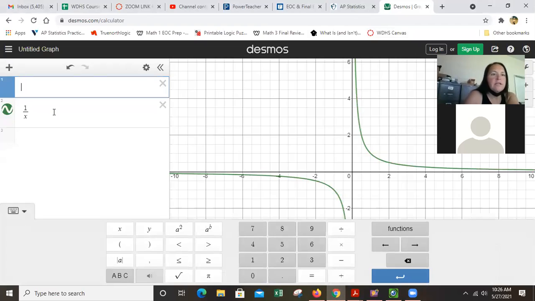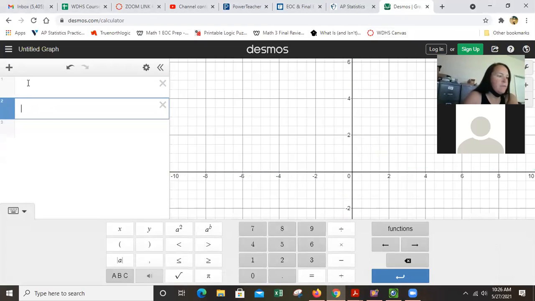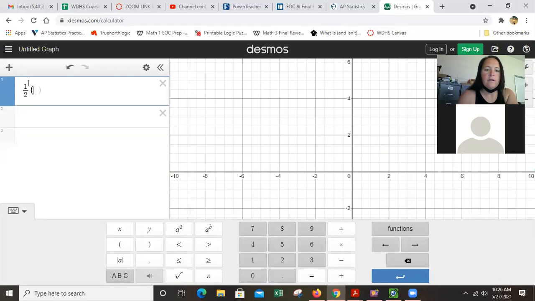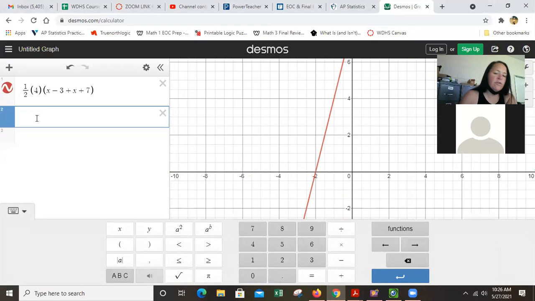As long as you put it in correctly, Desmos is going to be your best friend. So 1/2, 4, and then we had x minus 3 plus x plus 7. And then you want to type in your answer. So my first answer was 4x plus 2. And you guys can see the 2 graphs, right? Let's try the next one. It was 4x plus 8.